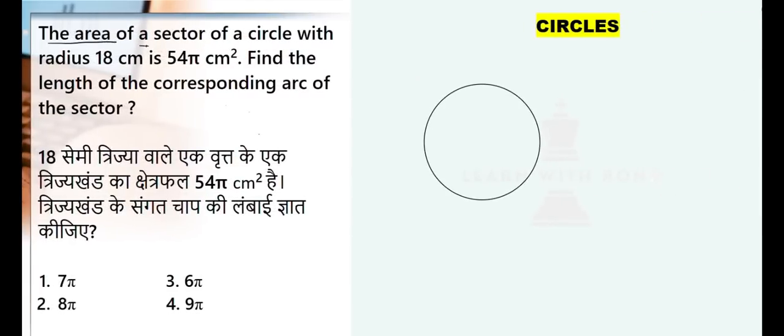Next question. See this question here. The area of a sector of a circle with radius 18 centimeters is 54 pi. Let this be our required sector, and the radius is given as 18 centimeters. Here they have given the area of the sector as 54 pi and they asked us to find the length of the corresponding arc of the sector. Means this length they ask us to find.